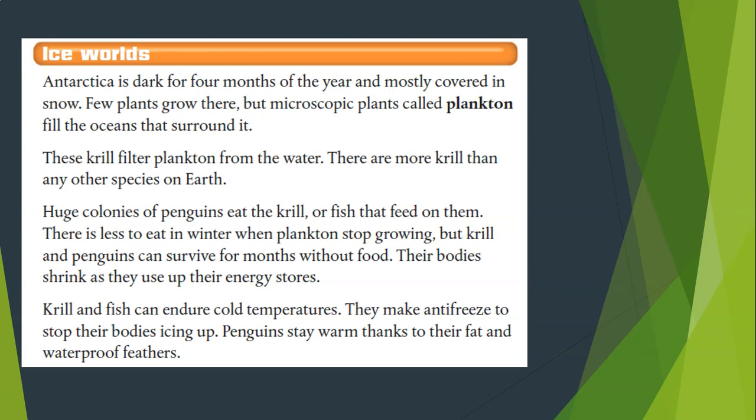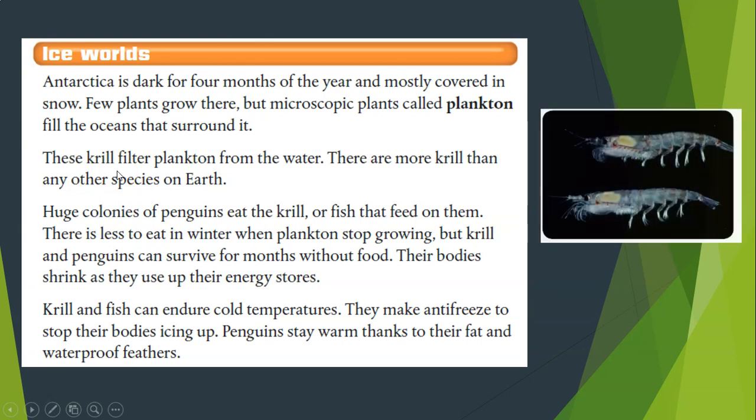Few plants grow there, but microscopic plants called plankton fill the oceans that surround it. That means a very small plant, a microscopic plant that we cannot see with our eyes, and they are called plankton. They fill the oceans that surround it, and these krill filter plankton from the water.